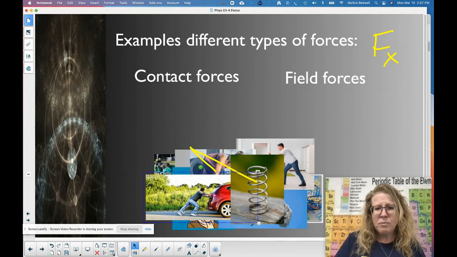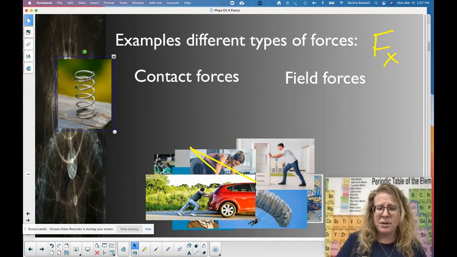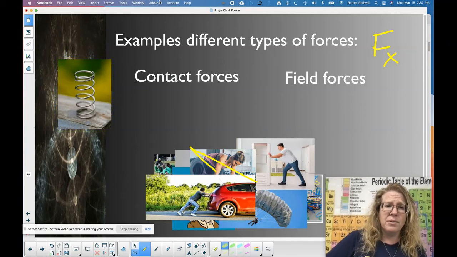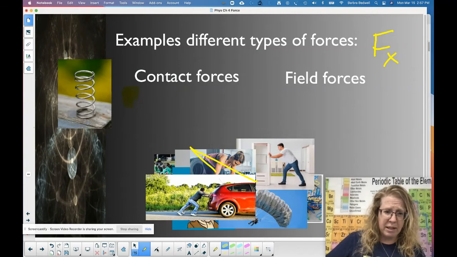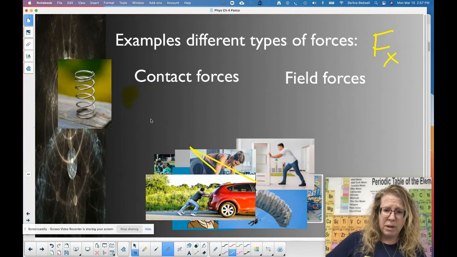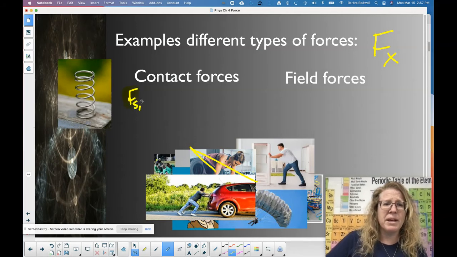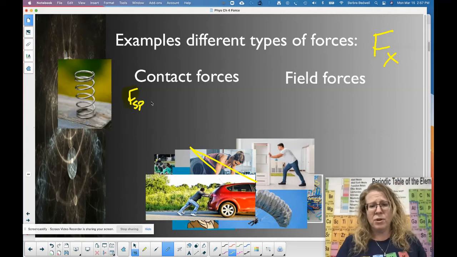So if I'm talking about my friend the spring here, spring forces tend to be contact forces, right? And if I wanted to abbreviate that, I would typically use the letters F SP, something like that would be a spring force. It can either be, like I said, a compression or a tension force.